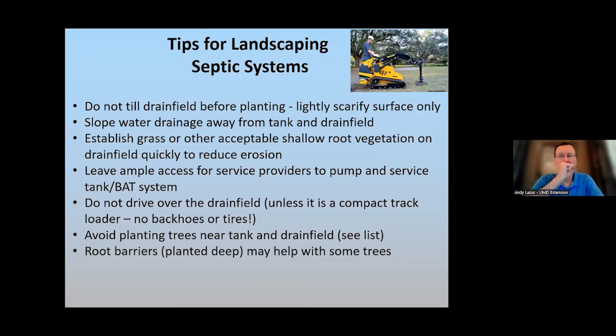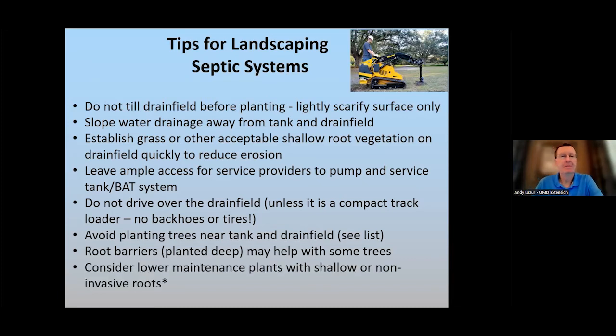Another thing that can be used is root barriers. These are basically a plastic material that can be installed around your septic system to prevent tree roots from trying to seep in or grow into the moisture of your drain field.